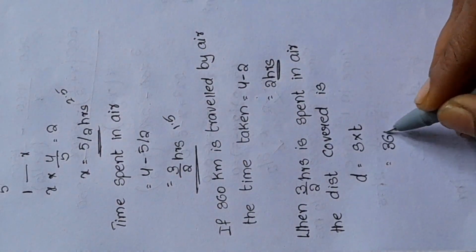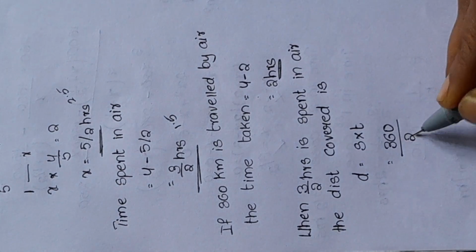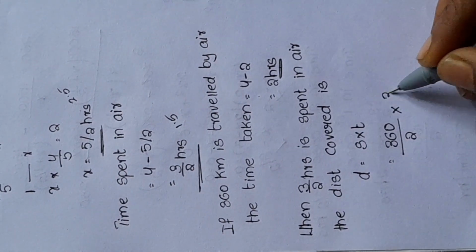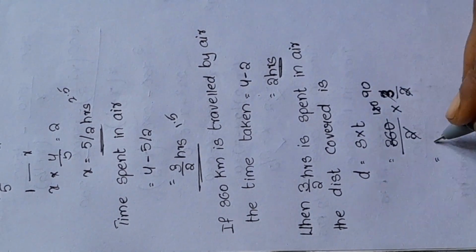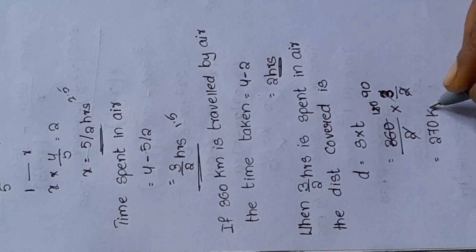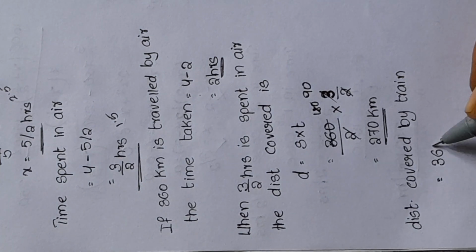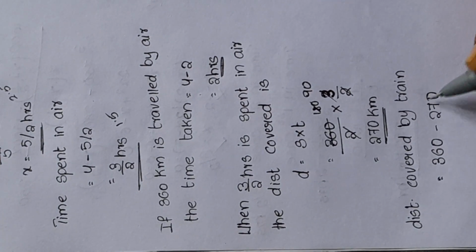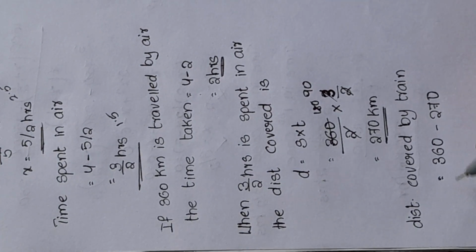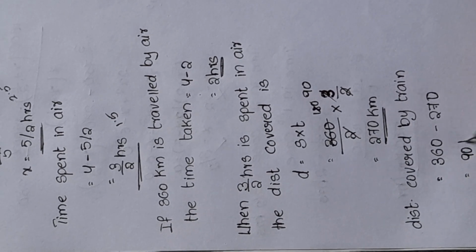The speed is 360 kilometers by 2 hours into time is 3 by 2. We get the distance as 270 kilometers. Now the distance covered by train is, that is, total distance 360 minus 270. This is the distance covered by plane. We get this as 90 kilometers.